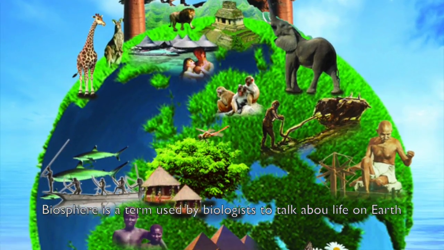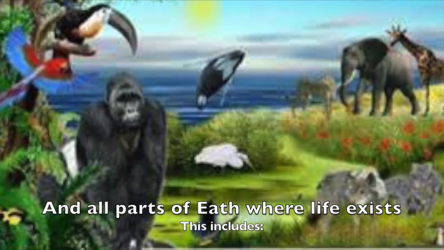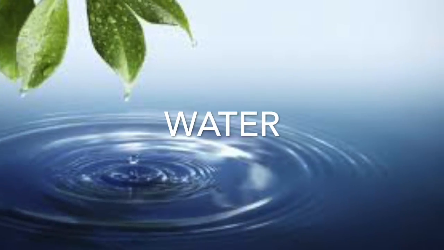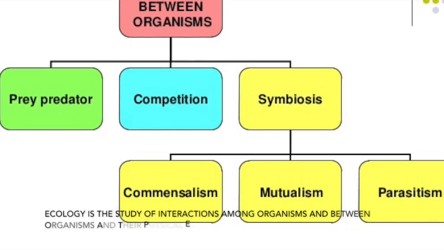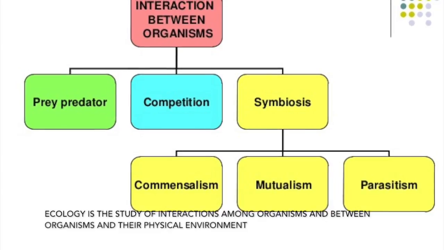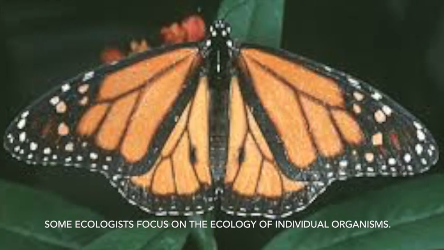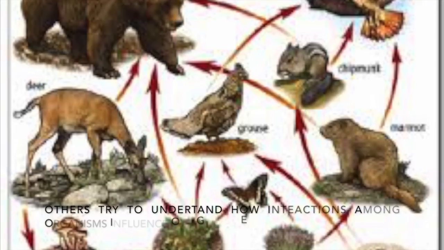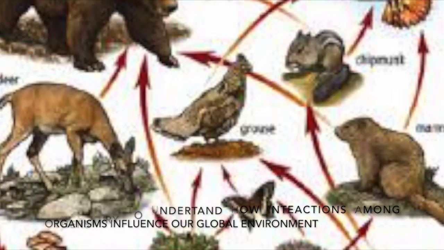Biosphere is a term used by biologists to talk about life on Earth and all of the parts of Earth where life exists. This includes land, water, and the atmosphere. Ecology is the scientific study of interactions among organisms and between organisms and their physical environment. Some ecologists focus on the ecology of individual organisms. Others try to understand how interactions among organisms influence our global environment.